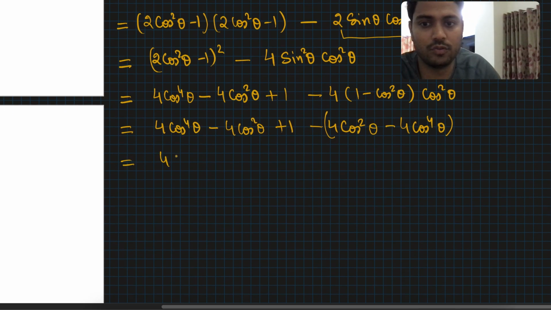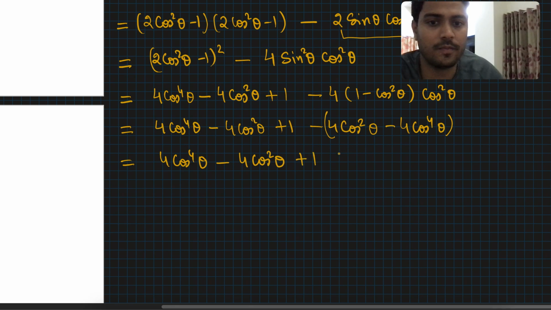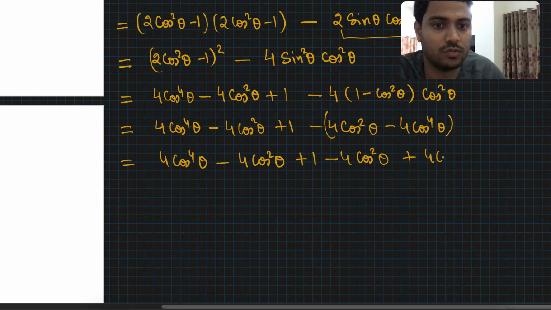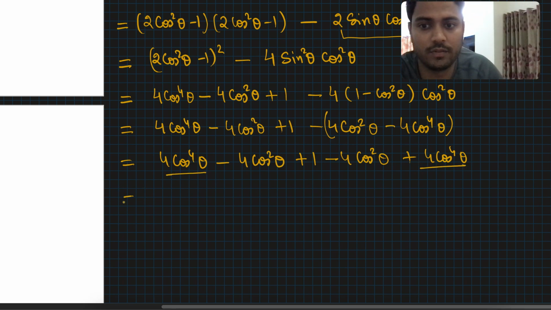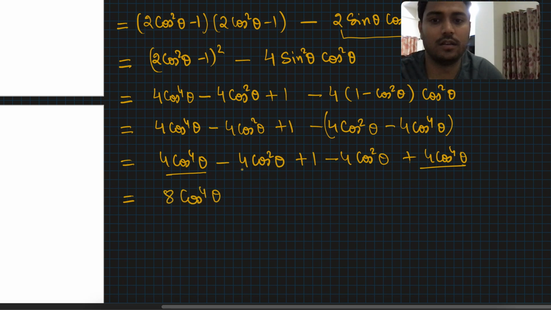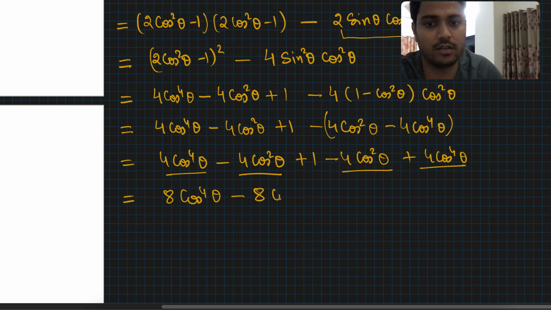So you will get 4 cos 4 theta minus 4 cos square theta plus 1 minus 4 cos square theta plus 4 cos 4 theta. So now put all the like terms together. So 4 cos 4 theta plus 4 cos 4 theta can be written as 8 cos 4 theta, and minus 4 cos square theta minus 4 cos square theta can be written as minus 8 cos square theta, and plus 1.